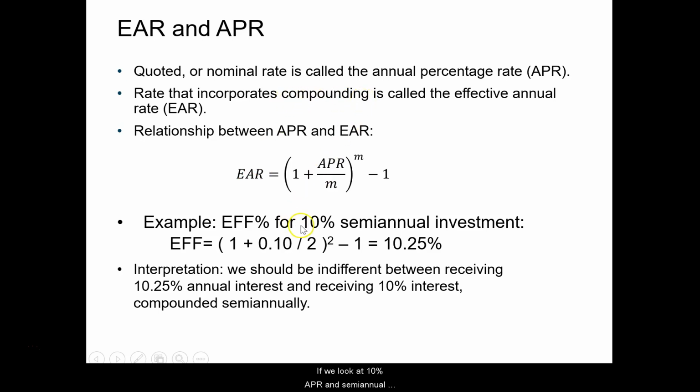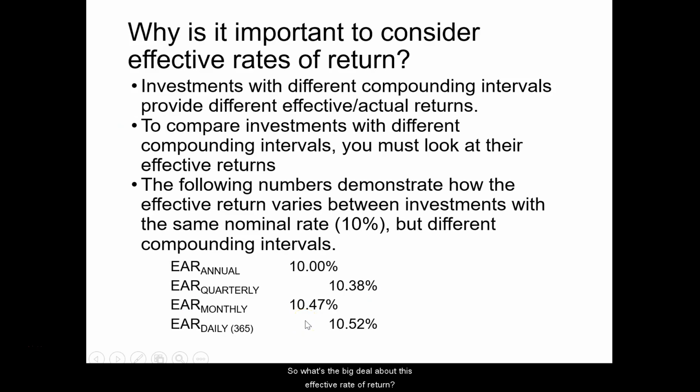If we look at 10% APR and semi-annual compounding, or twice a year, we plug in the numbers and we'll have 10.25%. That is a little bit higher than 10%. So we should be indifferent between receiving a 10.25% interest rate or receiving a 10% nominal rate compounded semi-annually. So what's the big deal about this effective rate of return? When we have different compounding frequencies, we'll end up with different effective returns.